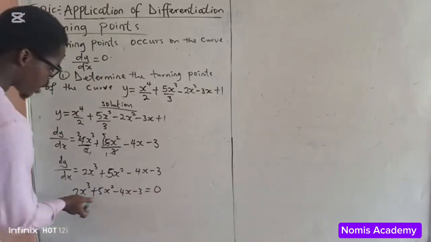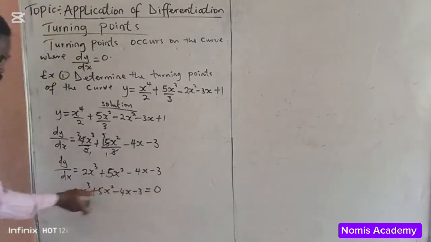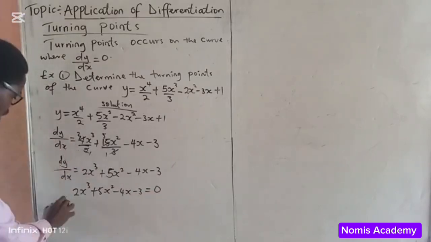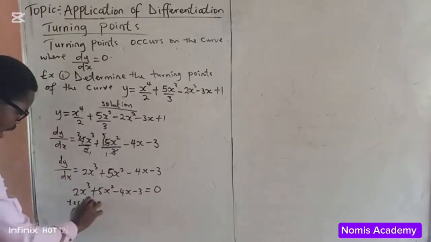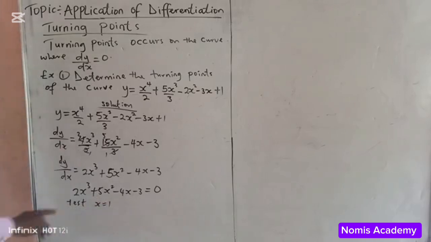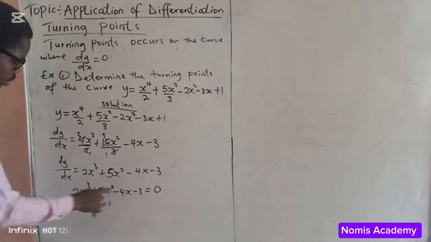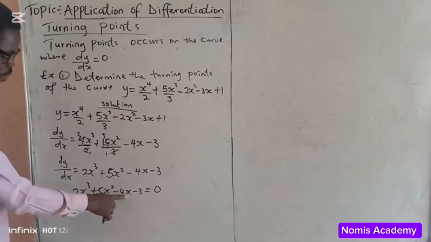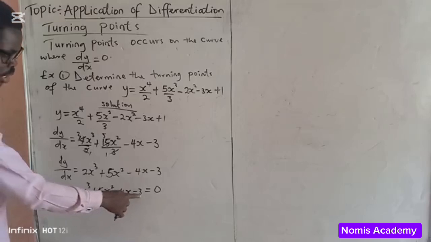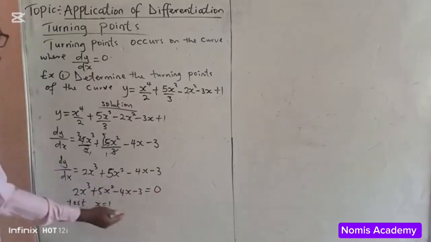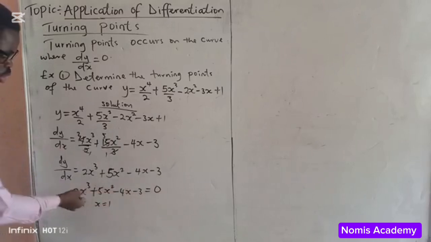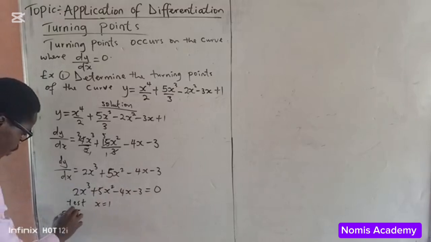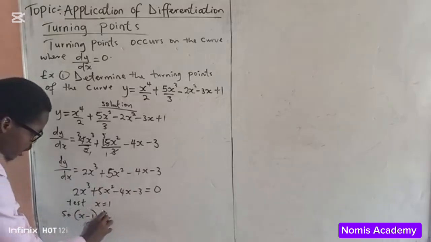Now we are going to factorize what we have on the left hand side. To do that, we are going to start by testing. Let's test with x equal to 1. Now when you insert 1 in place of x, here you have 2 plus 5, which is 7, 7 minus 4, which is 3, 3 minus 3, that is 0. So x minus 1 is a root of the cubic equation. So x minus 1 is a factor.